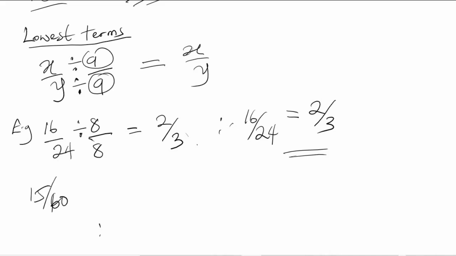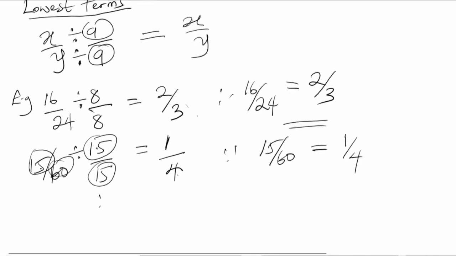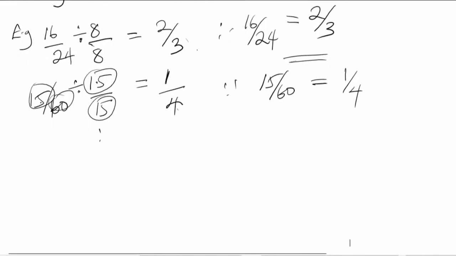15 over 60, another example. When you divide both the numerator and the denominator by 15, this will give you 1 over 4. 15 divided by 15 is 1. 60 divided by 15 is 4. 1 over 4. Therefore, 15 over 60 is the same thing as 1 over 4. That is just what I mean by the expression the value of a fraction stays the same if both the numerator and the denominator are divided by the same number.